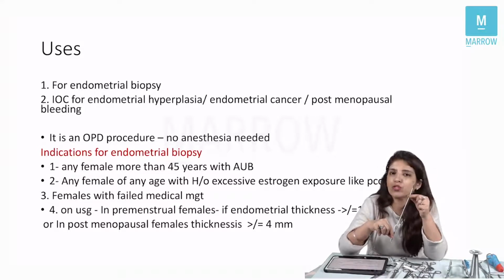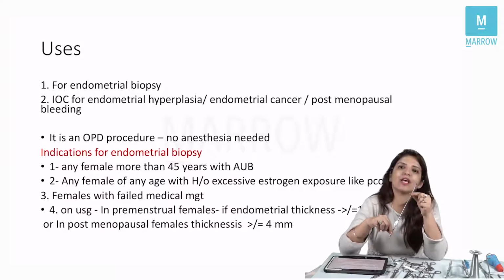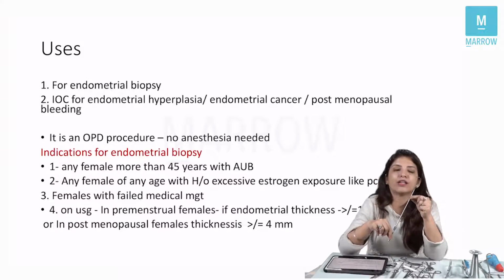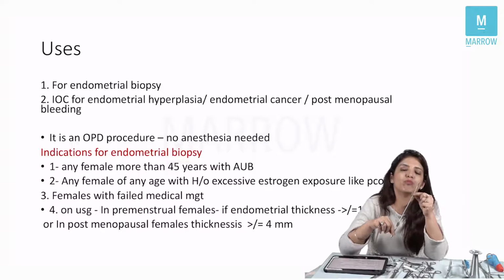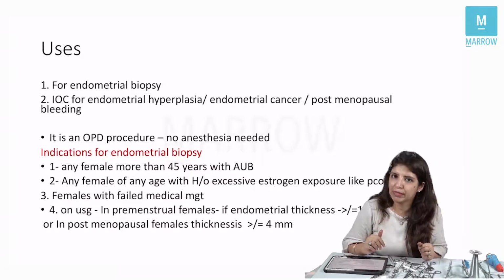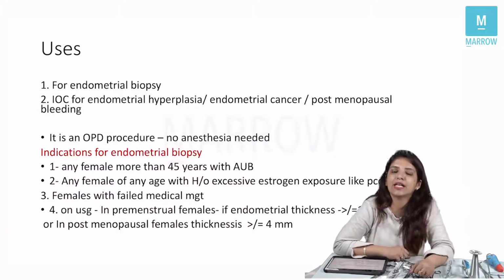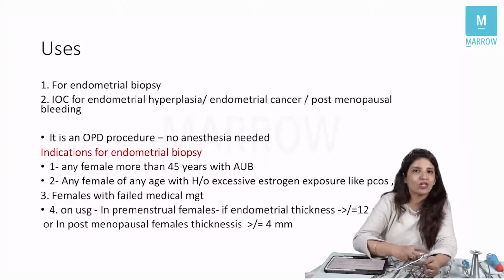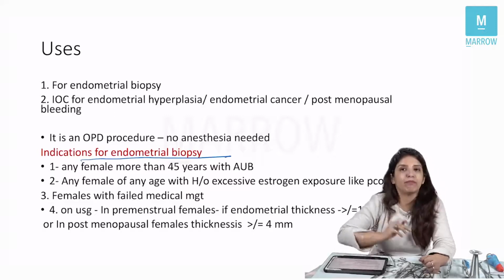The next question which the examiner might ask you is: what are the indications for doing endometrial biopsy? The indication is that if the age of the female is more than or equal to 45 years and she is coming to you with atypical uterine bleeding. This question was asked in AIIMS June 2020 also. The question was: a 50-year-old female with atypical uterine bleeding, what is the next step? The next step has to be endometrial biopsy.